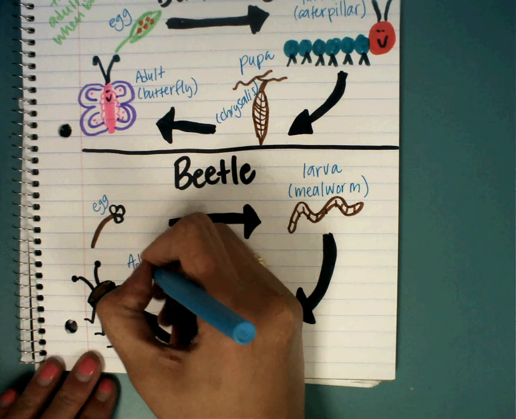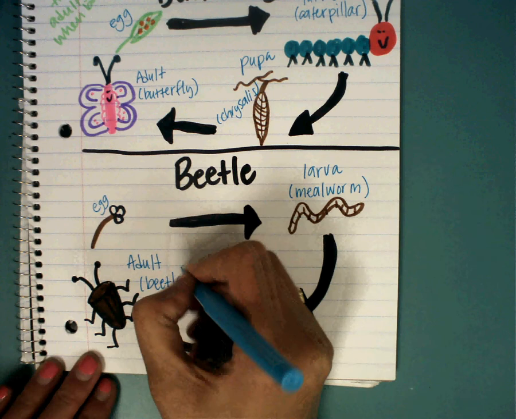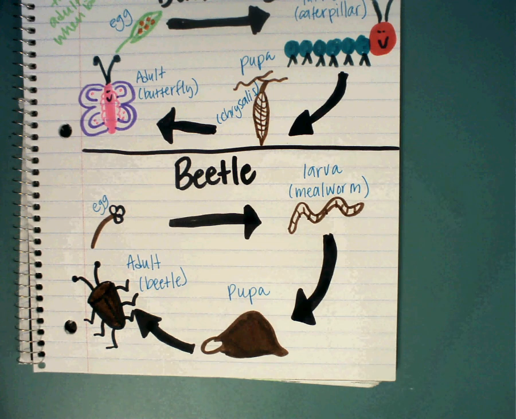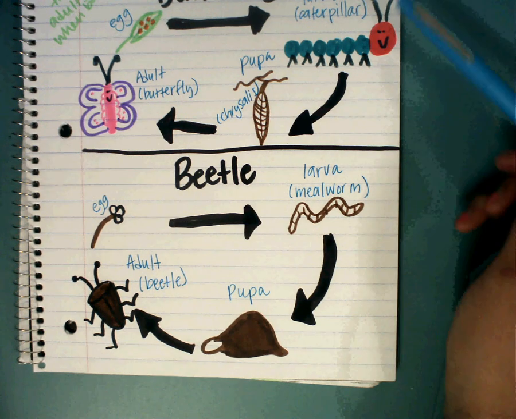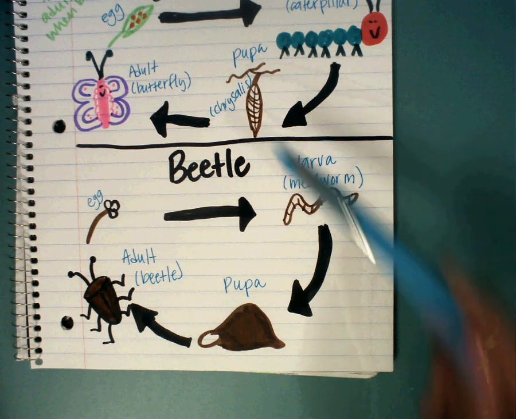So do you see how these two go through a very similar life cycle? They all go egg to larva to pupa to adult, but in this case, the larva is a caterpillar, the larva is a mealworm, and this is a special pupa called a chrysalis.